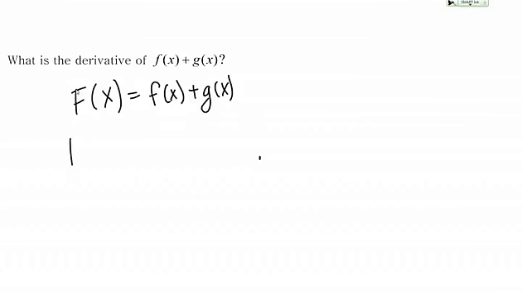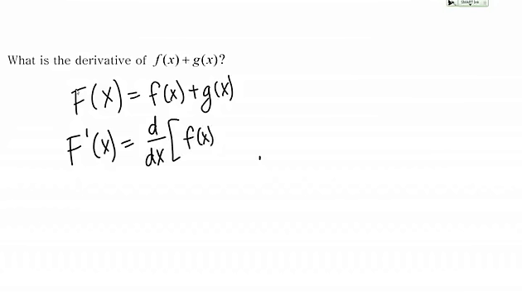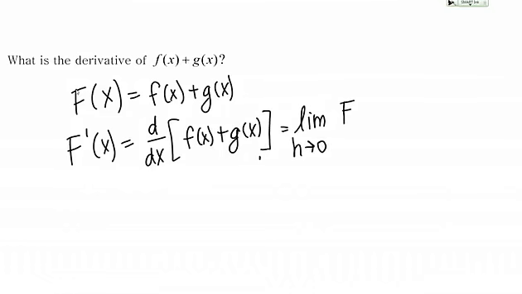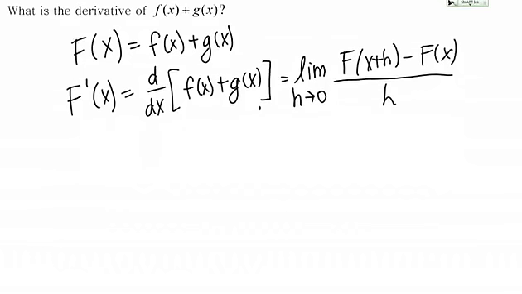So F prime of x, which is also the derivative with respect to x of little f of x plus little g of x. Well, if I apply the definition of the derivative, that's going to be the limit as h goes to 0 of capital F of x plus h minus capital F of x all over h. That's just the definition of the derivative. But let's plug in our specific function.